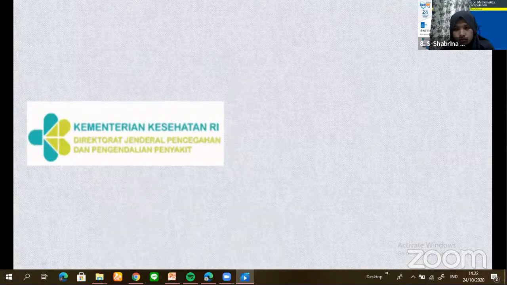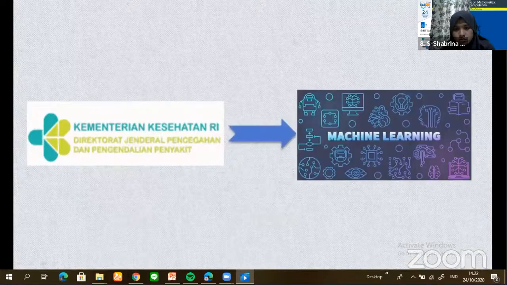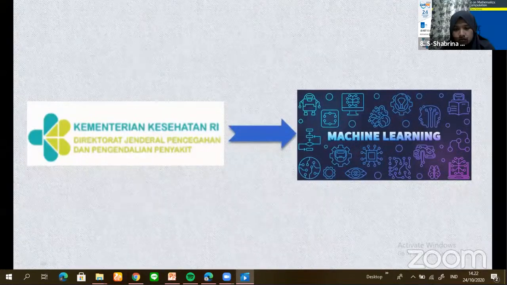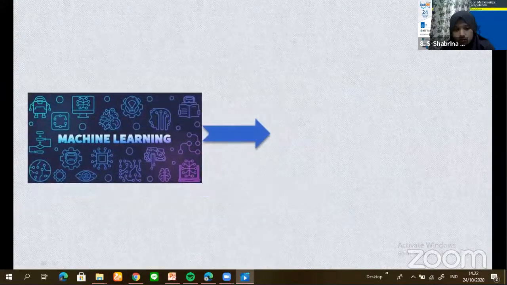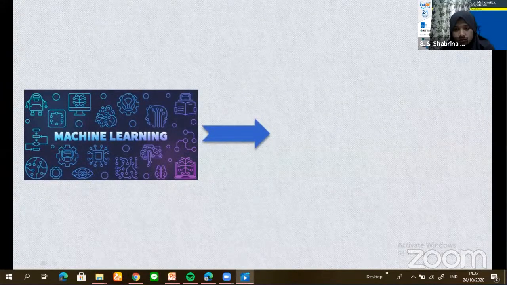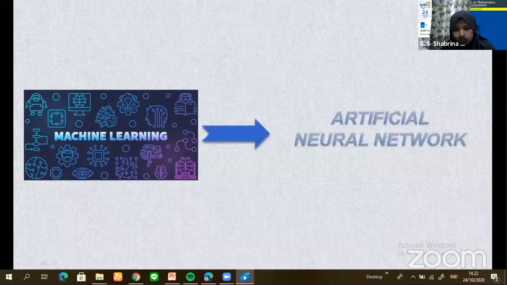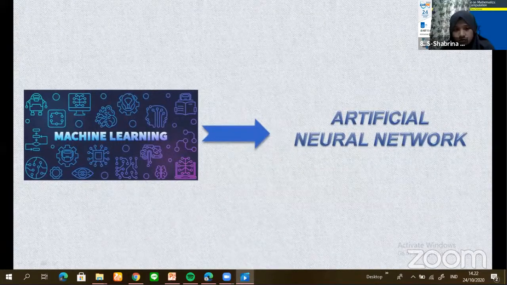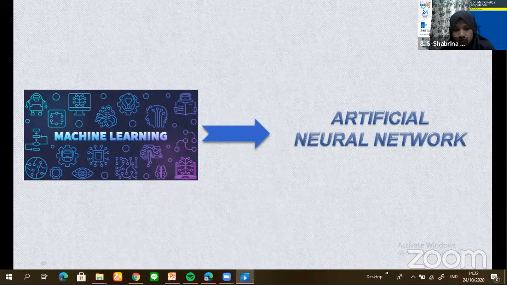Prediction process is usually related by machine learning method. One of method that is most frequently used to make a prediction is artificial neural network or ANN. ANN generally use the backpropagation algorithm in training process.